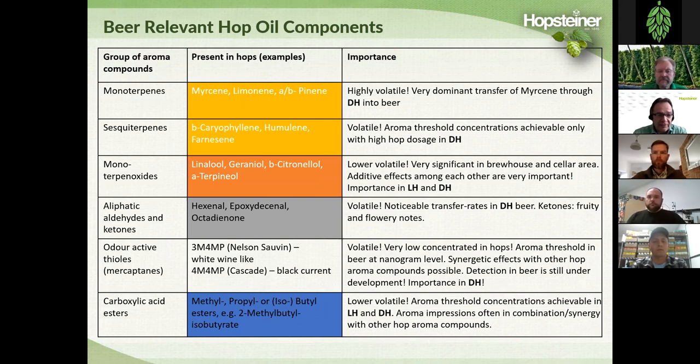And the carboxylic acid esters are very important as well because they are not that volatile compared to the monoterpene oxides. They have a similar behavior. A lot of them you will find later on if they come from a late hop addition or from a dry hop addition, that doesn't matter. So these esters, together with the monoterpene oxides, appear in late hop and in dry hop additions, and they can give a very high profile to the aroma profile of a beer.